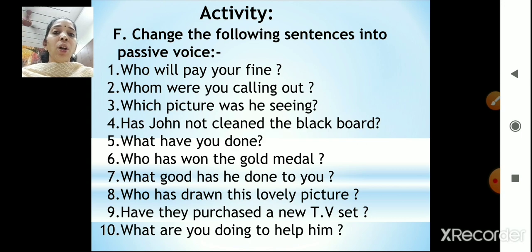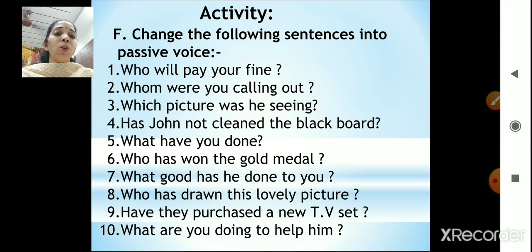Has John not cleaned the blackboard? So what will be the answer? Has the blackboard not been cleaned by John? What have you done? What will be the answer? What has been done by you?